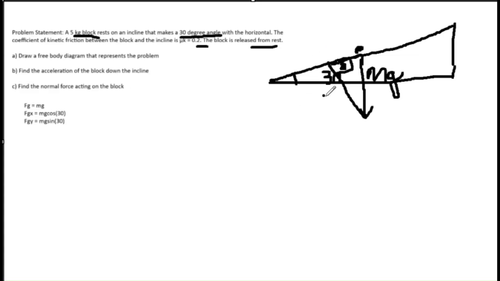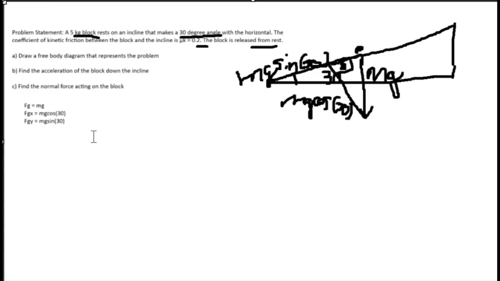So this is the x component. This would be mass times gravity cosine 30. Although that might not be clear, you can still hear my voice, so it's good enough. And for the y, it would be mass times gravity sine theta.